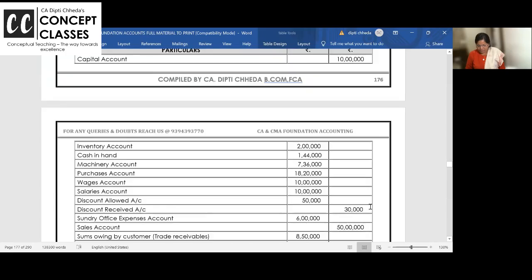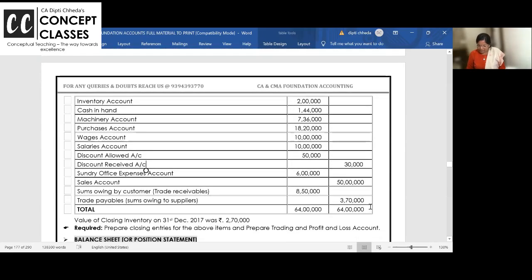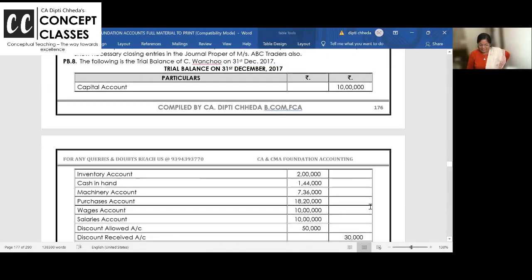Okay, there's a nice question where you have to prepare both trading and P&L account. Extra information is given for the balance sheet also. It's not asked as required, but we can prepare it. इसको अगले बार करेंगे. कुछ अच्छे options के साथ करेंगे. ठीक है? That's all for today.